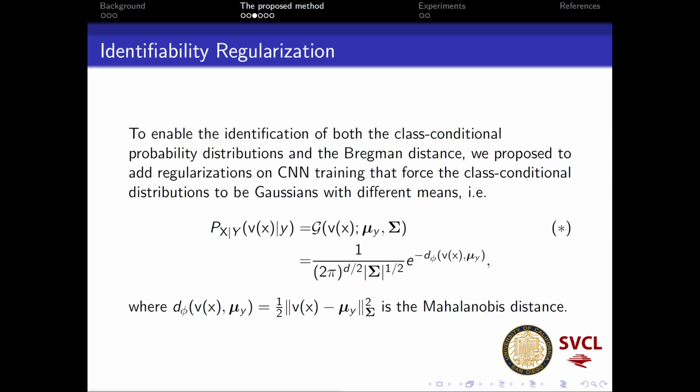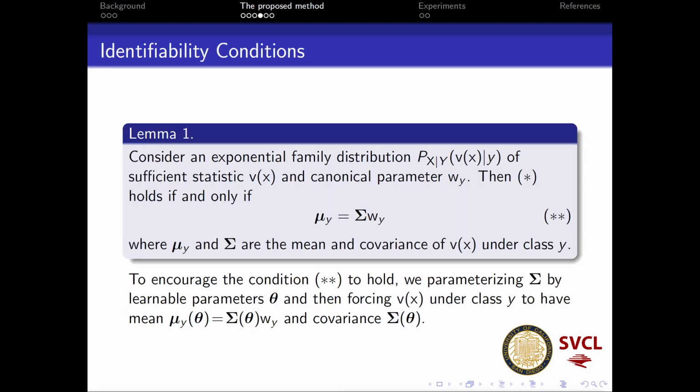Our objective in this work is to make the class conditionals identifiable by adding training regularization that enforces particular exponential family distributions. Specifically, we chose the Gaussian distribution for simplicity. In this case, the corresponding Bregman divergence becomes the Mahalanobis distance, which is simple to implement. This lemma provides us with a condition for the class conditionals to be Gaussians.